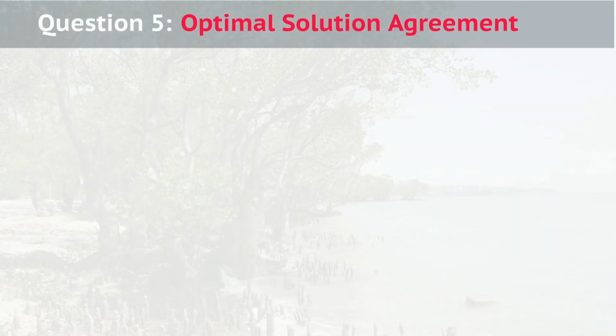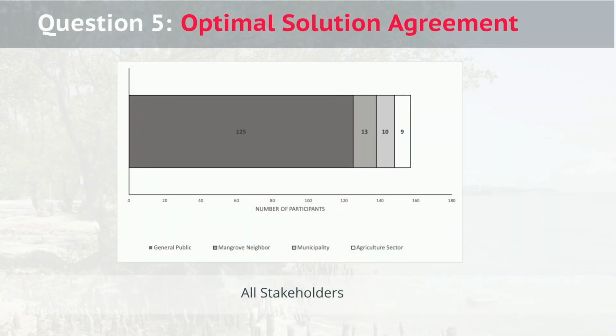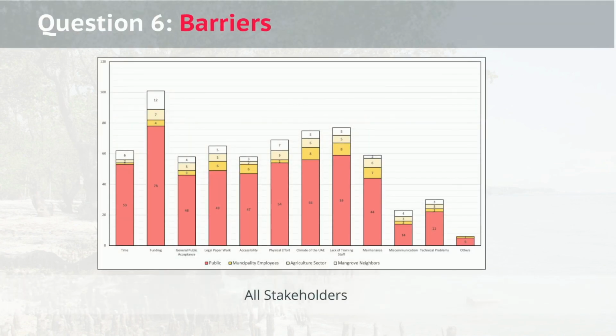When asked about whether the optimal solution proposed would work, 96% of all the participants expressed their agreement. The graph shows the answers depending on the stakeholders. And when asked about barriers for the solution, 62% selected funding, dominated by the public, the agriculture sector, and the mangrove neighbors. This finding will encourage starting sponsorship programs to ensure funding for the solution. However, 67% of the municipality employees selected the climate of the UAE and lack of trained staff, probably due to their direct involvement with those two options.